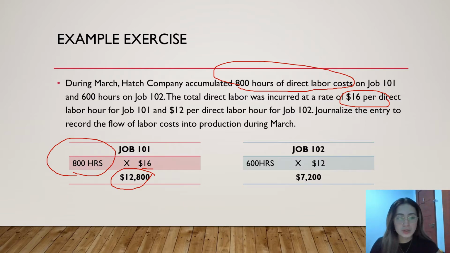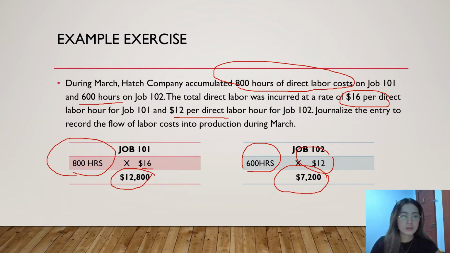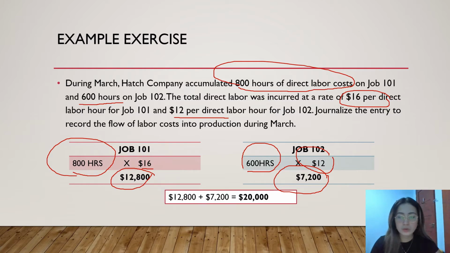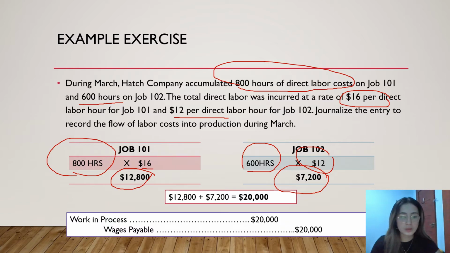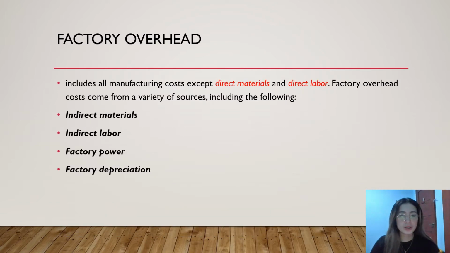In Job 102, 600 hours of job was accumulated times an hourly rate of $12 per direct labor hour. So $12 times 600 hours is equal to $7,200. So Job 101 plus Job 102, that would total a cost of $20,000. So to journalize that one, we will debit work in process $20,000 and credit wages payable $20,000.